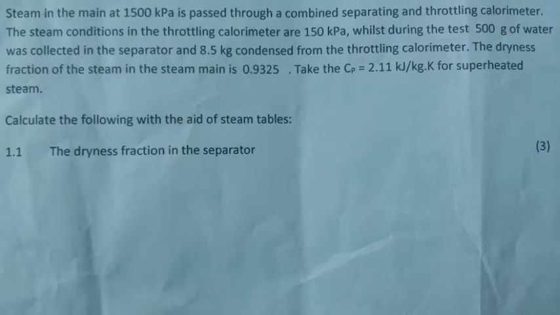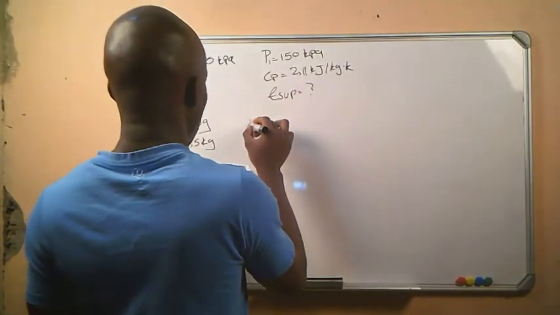And then we have another question. Steam in the main at 1500 kilopascal is passed through a combined separating and throttling calorimeter. The steam conditions in the throttling calorimeter are 150 kilopascal, while during the test 500 gram of water was collected in the separator and 8.5 kilogram condensed from the throttling calorimeter. The dryness fraction of the steam in the steam main is 0.9325. Take the specific heat capacity as 2.11 kilojoules per kilogram Kelvin for superheated steam.